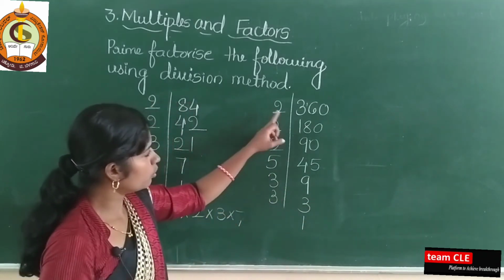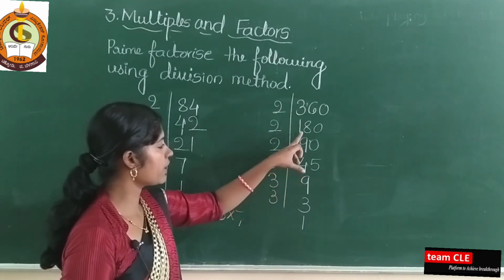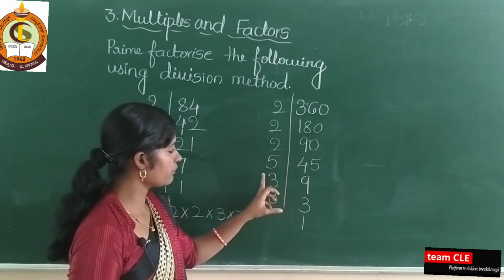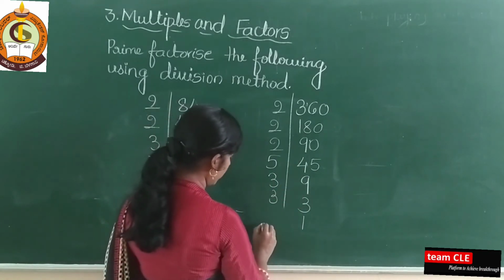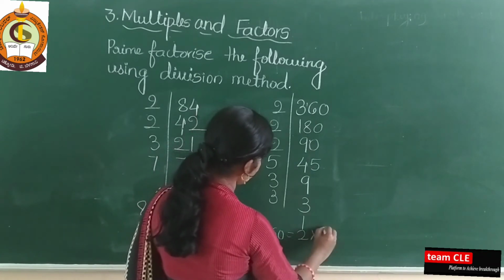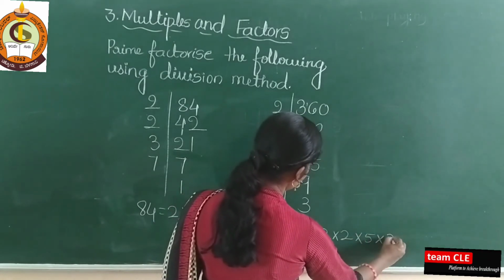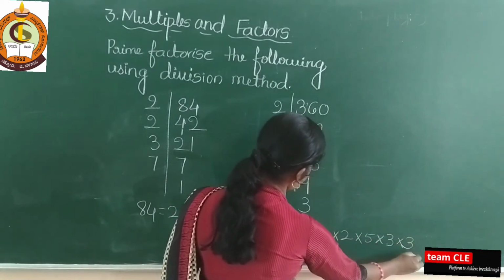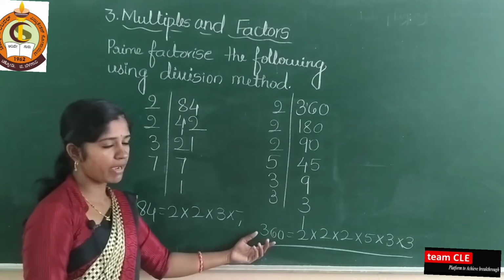See here, 2 180s are 360, 2 90s are 180, 2 45s are 90, 5 9s are 45, 3 3s are 9, 3 1s are 3. So how to express this? 360 is equal to 2 into 2 into 2 into 5 into 3 into 3. So this way you need to express the numbers with their factors.